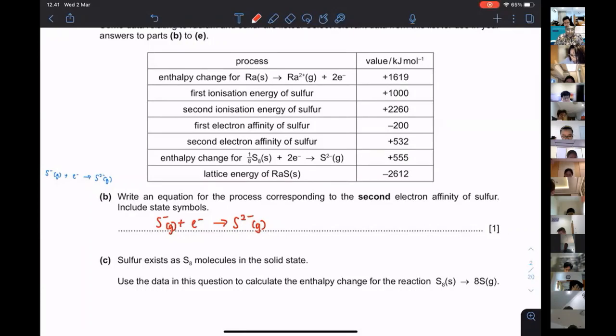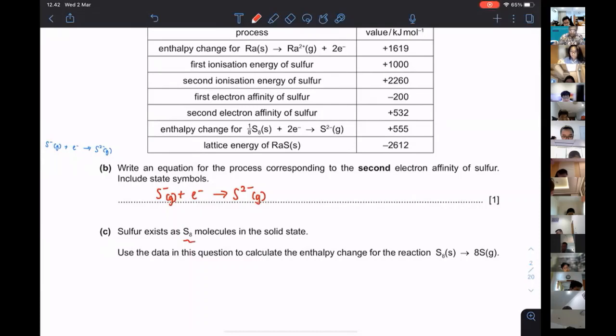This is very important. Then they say that sulfur exists in the form of S8 in the solid state. Use the question data to calculate the enthalpy change for this reaction. Now this reaction is similar to the question that we did in paper 4.1. For those who have done it, this will look familiar, because in paper 4.1 they used oxygen, and here they are going to use sulfur. If you have done that, roughly you will get an idea what to do.